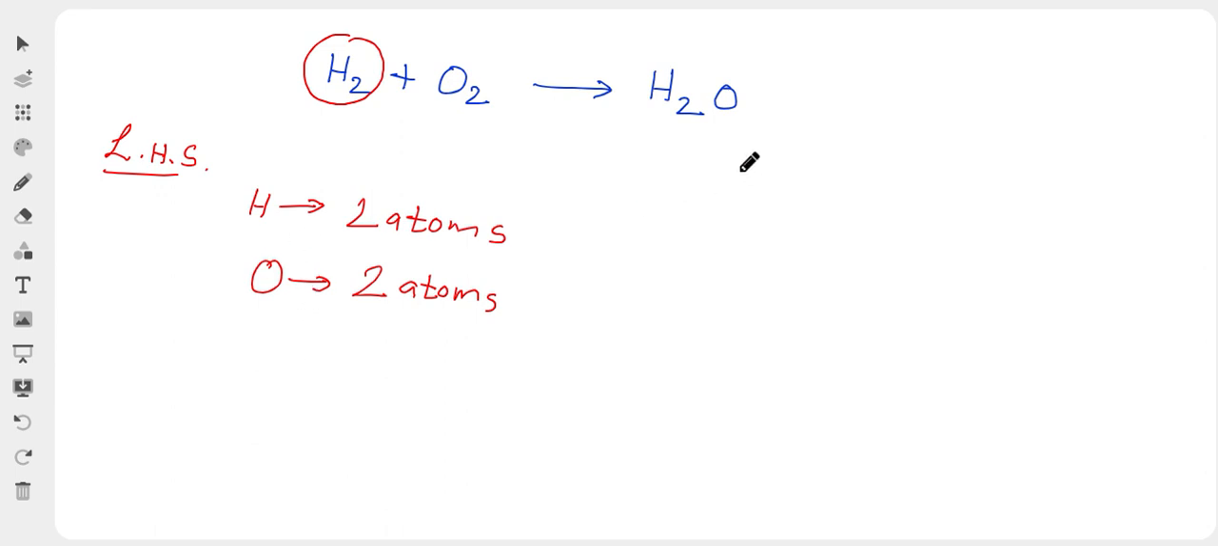Now let's go to the right hand side of the products. Now when I am going to the right hand side of the products, how many atoms of hydrogen do I have? I have two atoms of hydrogen. Yes or no? See, it is written here H2. This means that I have two atoms of hydrogen. You can see that hydrogen has two atoms. So two atoms of hydrogen are here as well.